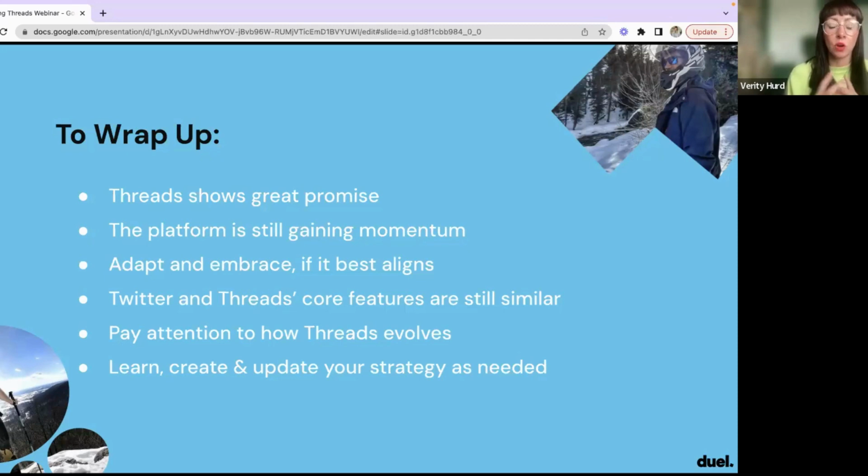So like I said, if you've got a Twitter marketing strategy, you can still combine some of those elements, but make sure that you are really starting to think about where Threads holds a place in your strategy and where you're going to need that new content strategy to feed through. And just really pay attention to how Threads evolves.